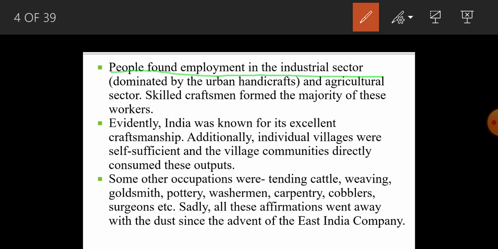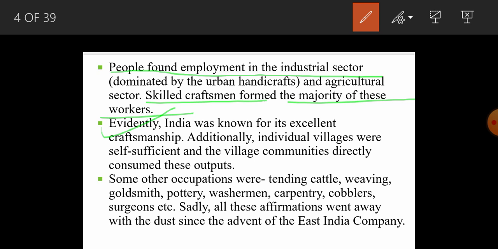And also the agricultural sector, so you can consider both as the main sectors, and we have already studied that both the industrial sector and the agricultural sector were the main sectors in terms of the growth of the Indian economy before colonial rule. Even the skilled craftsmen formed the majority of those workers, who were very efficient in those works.